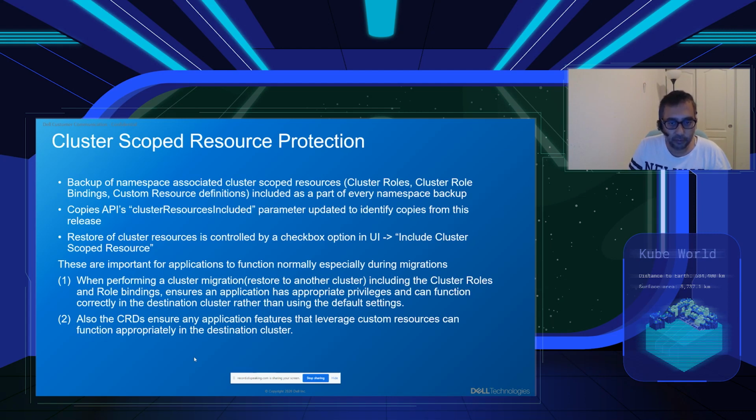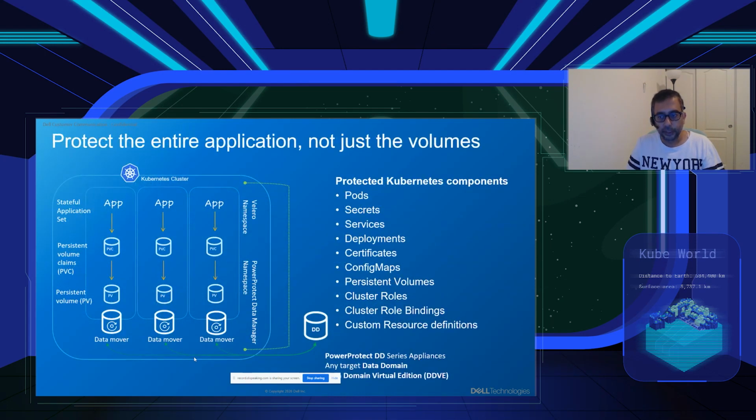When you're migrating from one cluster to another, the cluster roles and role bindings ensure that the application has appropriate privileges, so it functions correctly in the destination cluster. And the CRDs ensure any application features that leverage these resources can function appropriately in the destination cluster. So there you have it, the snapshot of all the different components that are protected by PowerProtect to protect the entire application, not just the volumes.